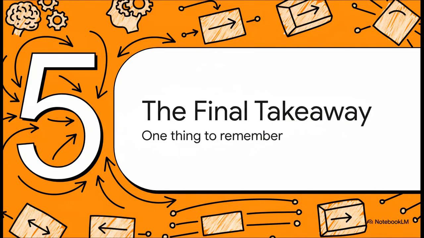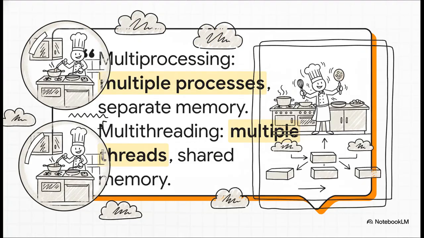So, after all that, after looking at the chefs and the kitchens and the juggling, what is the single most important thing to take away from all this? Let's boil it all down to one simple idea. Here it is. If you forget everything else, just remember this. Multiprocessing is multiple chefs in separate kitchens. Multithreading is one chef juggling multiple tasks in a shared kitchen. The entire difference, the whole shebang, comes down to that one concept: separate versus shared memory.